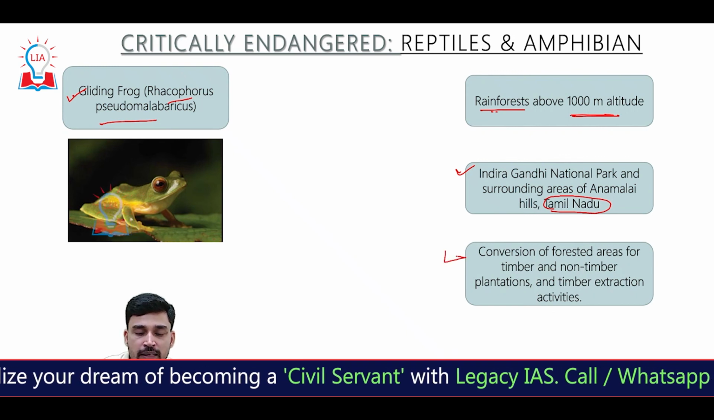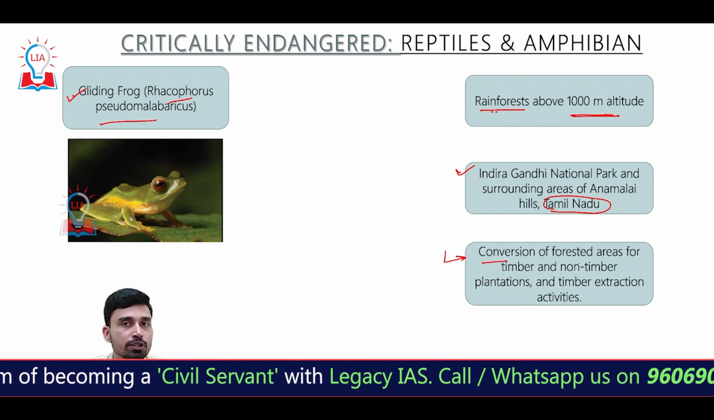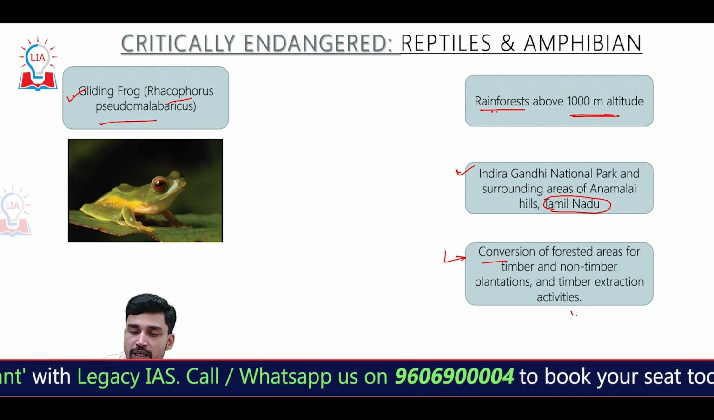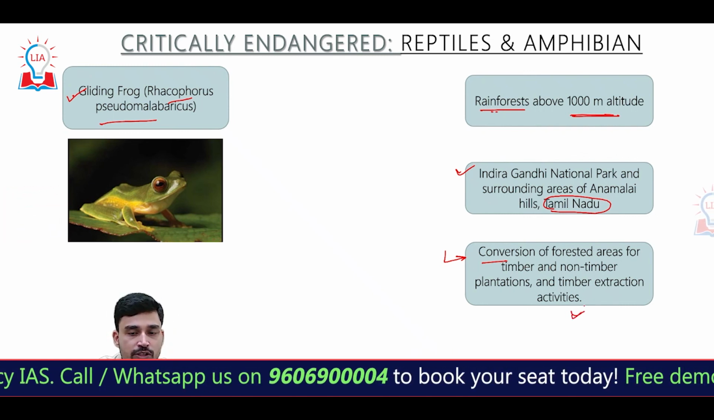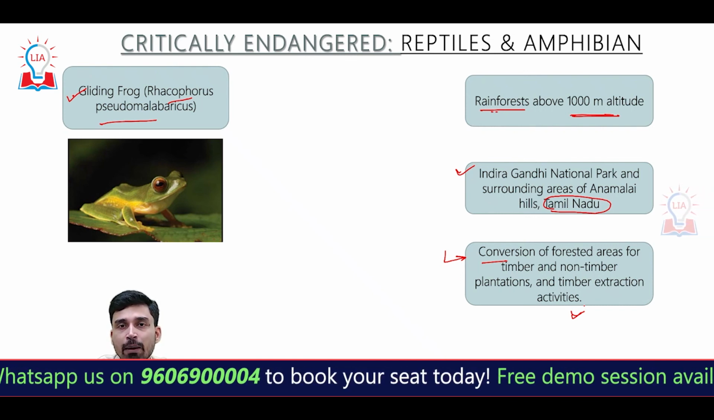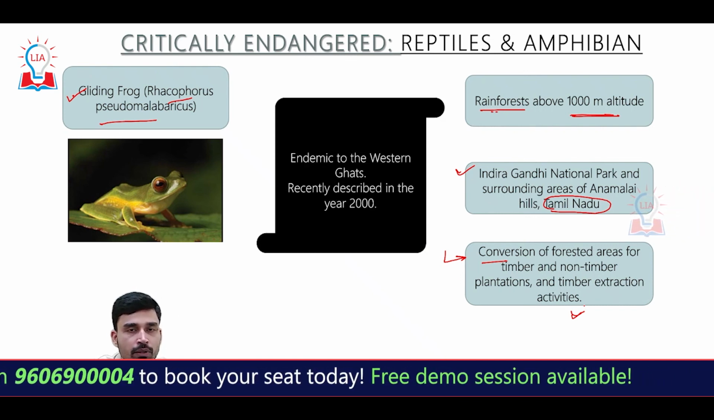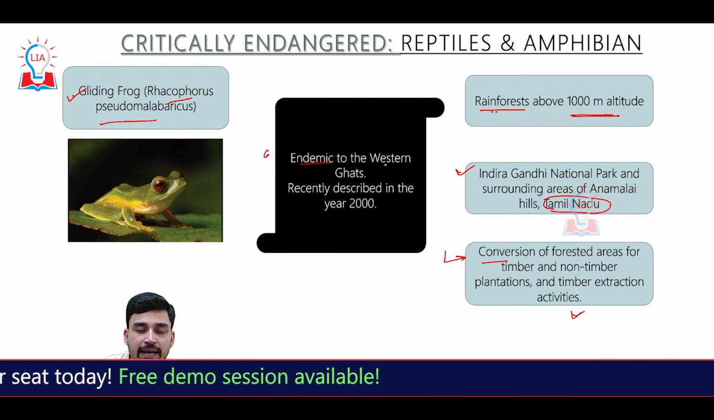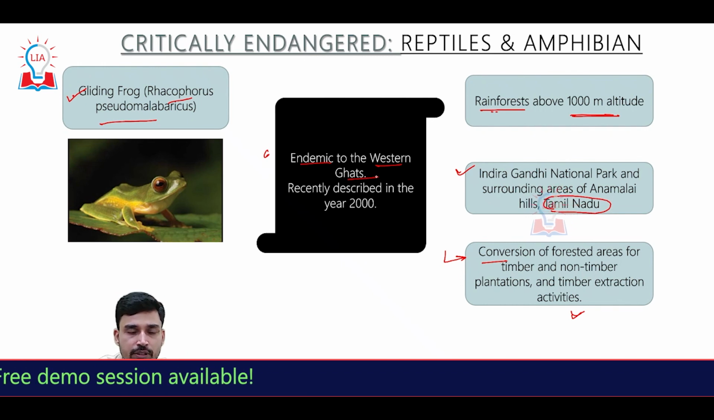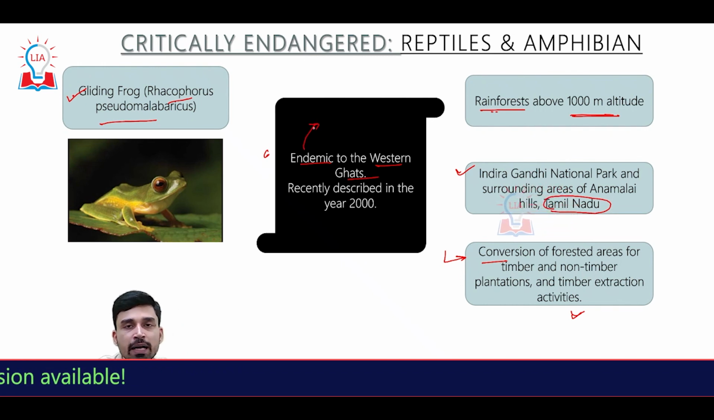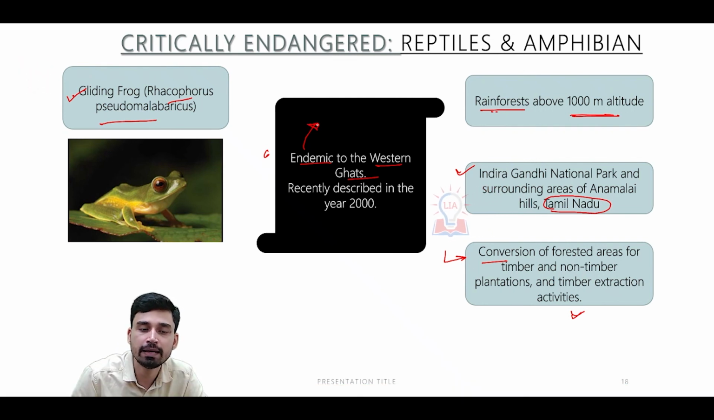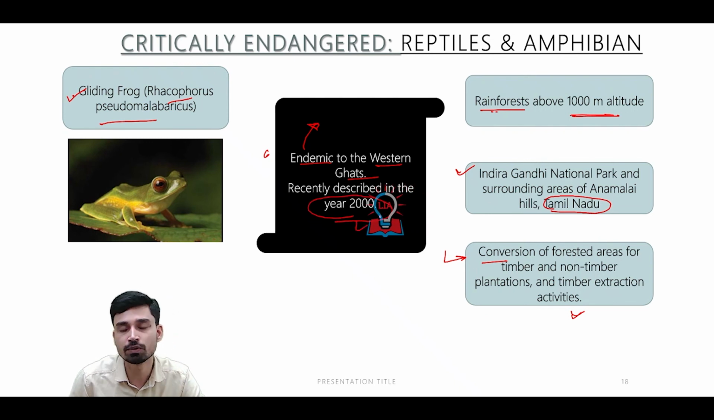The main threat the gliding frog faces today is the conversion of forested areas for timber and non-timber plantation, as well as timber extraction activities that damage the forest regions of the Annamalai Hills and cause habitat loss for the gliding frog. One important point about this gliding frog is that it is endemic to the Western Ghats region. Endemic means that if you trace its origin, this is the only region where it is found. It is native to the Western Ghats and was discovered for the first time only in the year 2000.